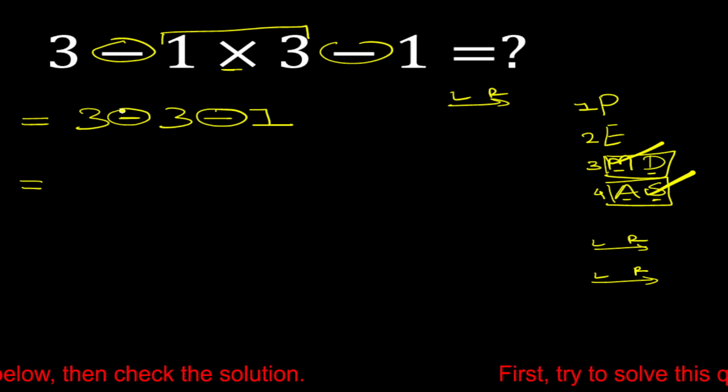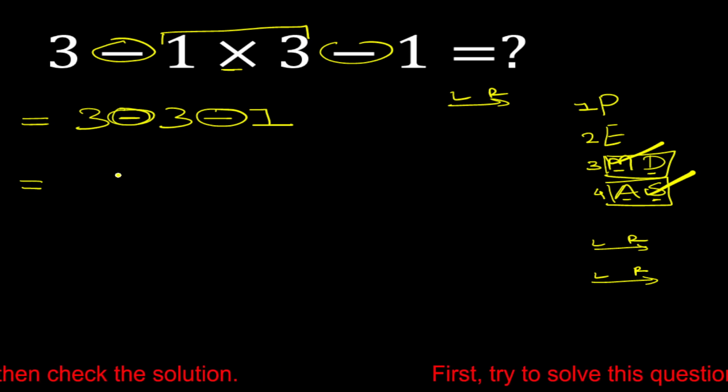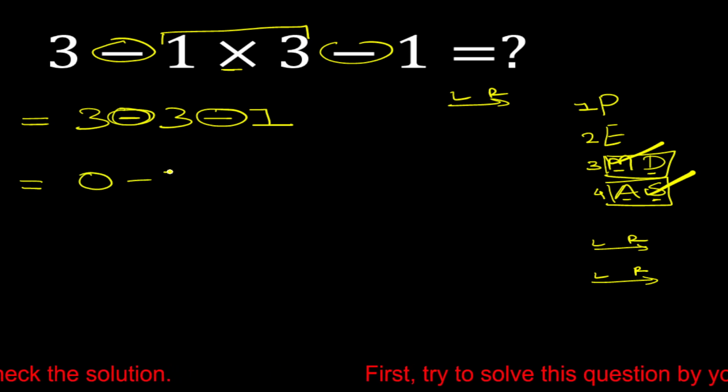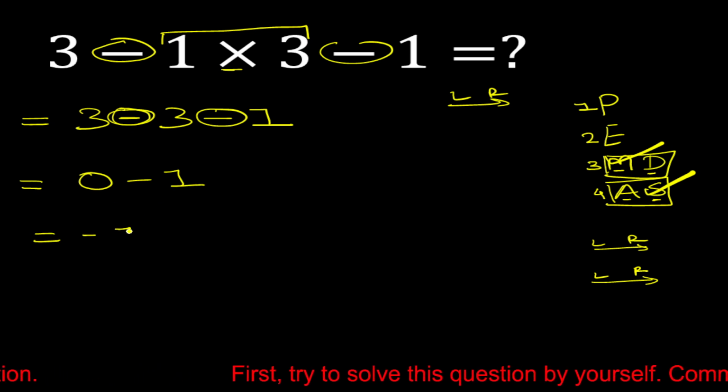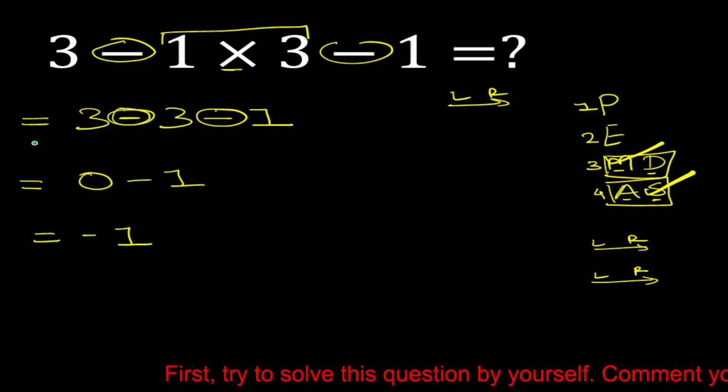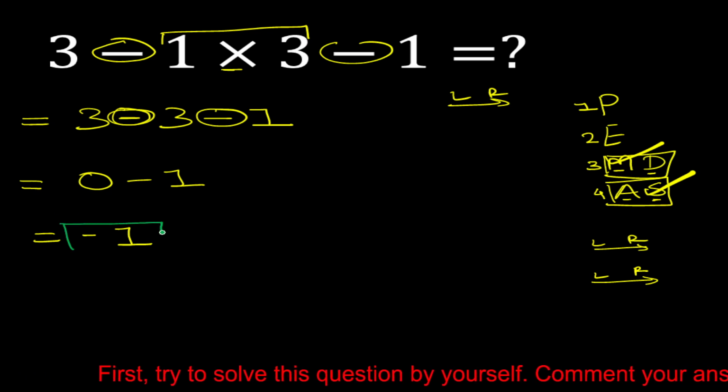So first we have to solve this subtraction. So 3 minus 3 is equal to 0 minus 1. So now 0 minus 1 is equal to minus 1. So the correct answer is minus 1, okay.